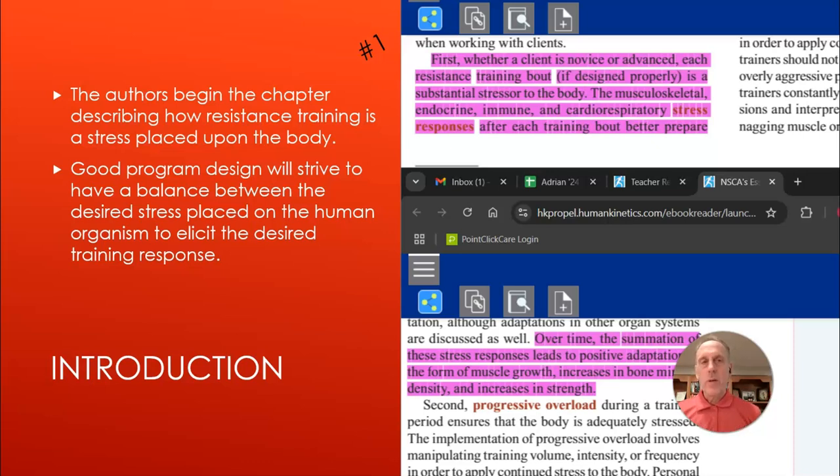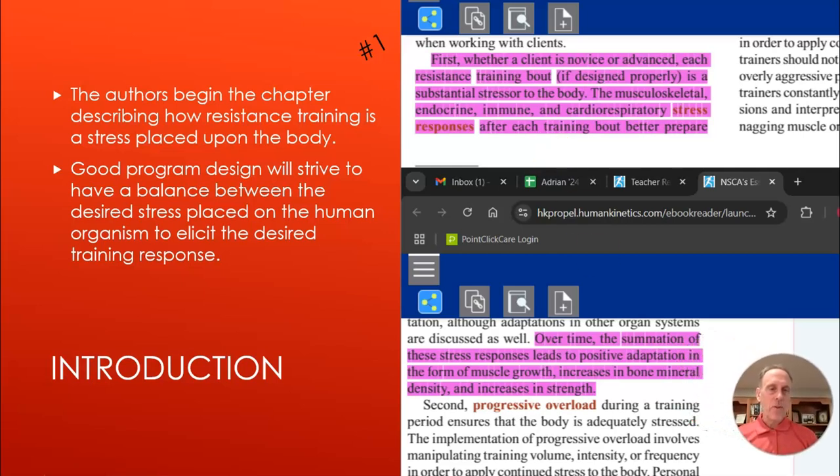And I will tell you that good program design will strive to have a balance between the desired stress that we want to place on the human organism to get the desired training response. So you're trying to stress just enough to get the training response that you want. Now, what you have is over time, and this is another part when it comes to training and working out with people and coaching athletes, it's a summation of these stress responses that leads to a positive adaptation in the form of muscle growth, etc.